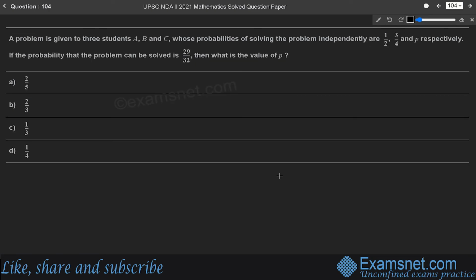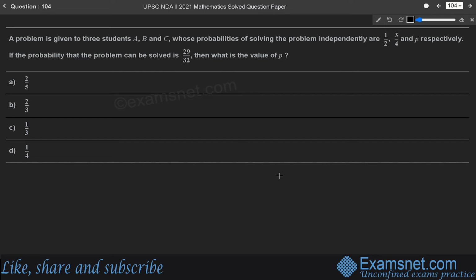Next question is, a problem is given to three students A, B and C whose probabilities of solving the problem independently are 1 by 2, 3 by 4 and P respectively. If the probability that the problem can be solved is 29 by 32, then what is the value of P? See, this is a repeated question. It came many times in the exams, not one time, not two times, but you can say it came 10 times or more than 10 times in the exam. So understand it carefully.